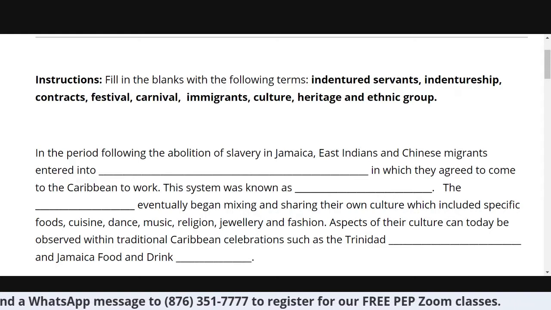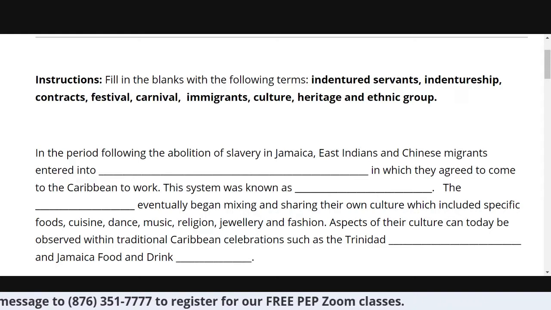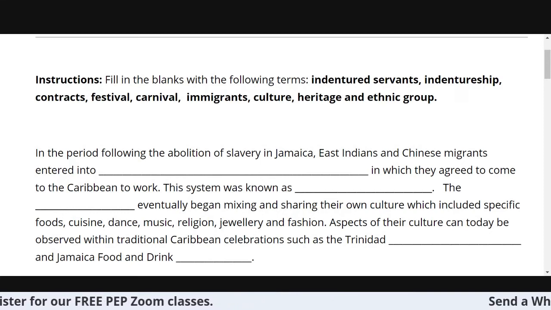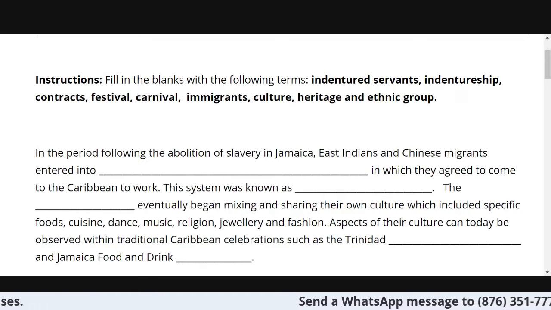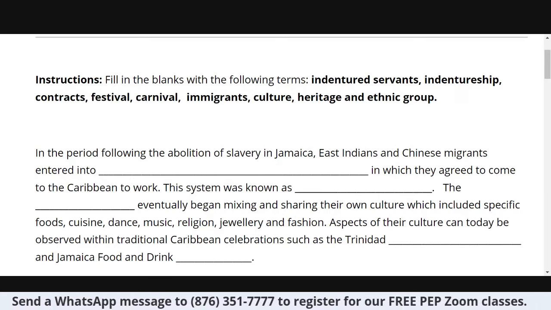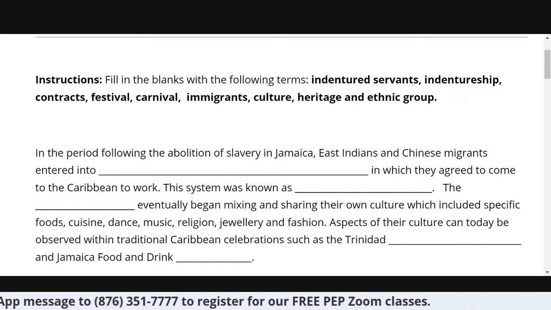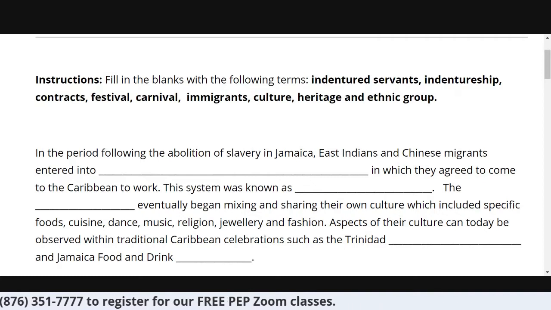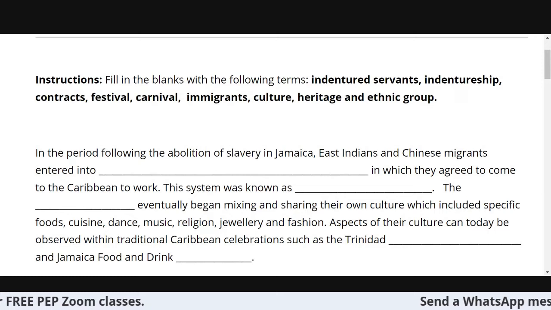All right, finish. Good. So let's see if we can tackle this, and then we call it a day. The first blank says, in the period following the abolition of slavery in Jamaica, East Indians and Chinese migrants entered into blank. What did they enter into? Let's see, what did the Chinese enter into?